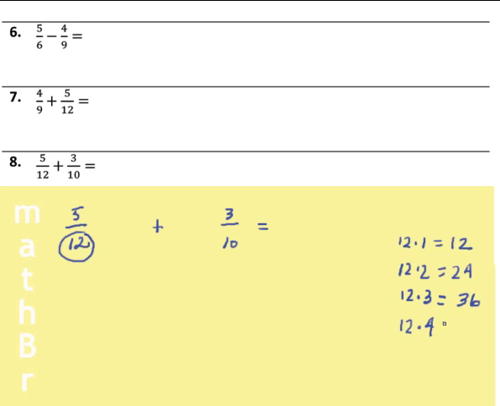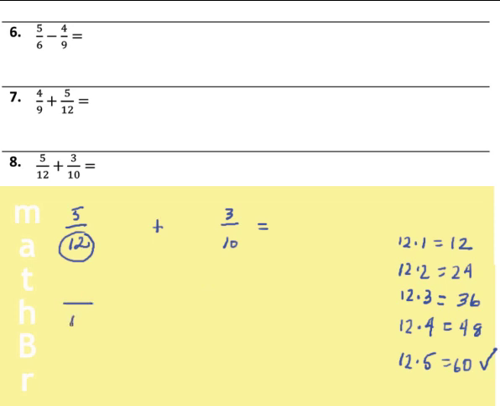12 times 4 is 48. 10 doesn't go in evenly. And finally, 12 times 5 is 60. Okay, so this time we had to go all the way up to a multiple of 5. All right, so 60 will be our common denominator.